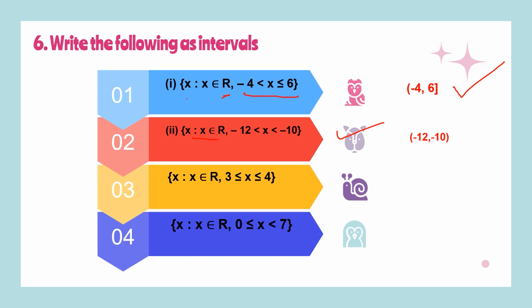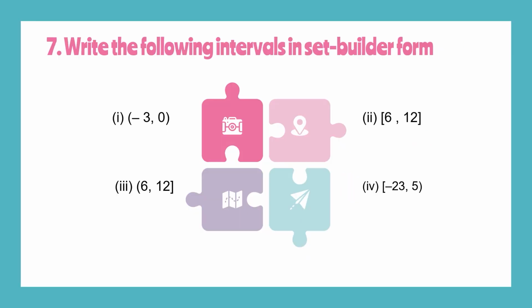Now look at the third question. X belongs to the real numbers and it lies between 3 and 4, with 3 less than or equal to X and X less than or equal to 4. Both the numbers are included, so obviously I will write closed interval brackets. Now the last question is for you to try on your own. I'll be waiting for the answers in the main stream.